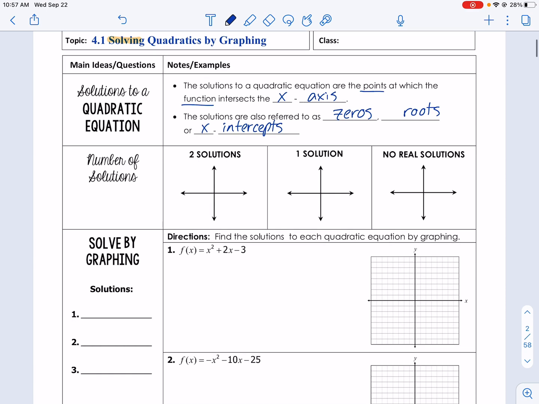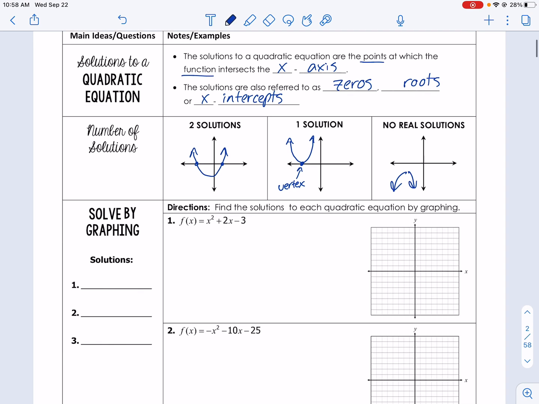All right. A sketch of a graph with 2 solutions would be our quadratic crossing the x-axis twice. 1 solution would be our parabola crossing the x-axis 1 time, which would mean that is the vertex on the x-axis. And then no real solutions, if it's above or below, just never crossing the x-axis, would be examples of no real solutions.